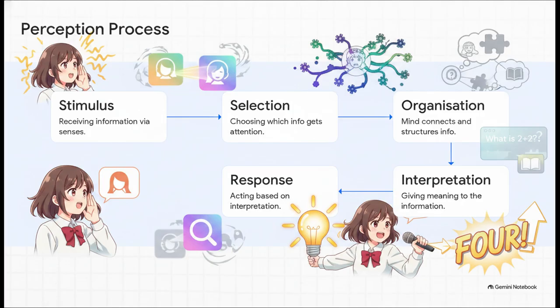Step 3 is organization, where your mind instantly connects that specific voice to an instruction. Step 4 is interpretation, where you give meaning to it. You realize, oh, the teacher's asking me a specific question. And finally, step 5 is response. You act on that interpretation and you answer the teacher. So that flow is stimulus, selection, organization, interpretation, and response.